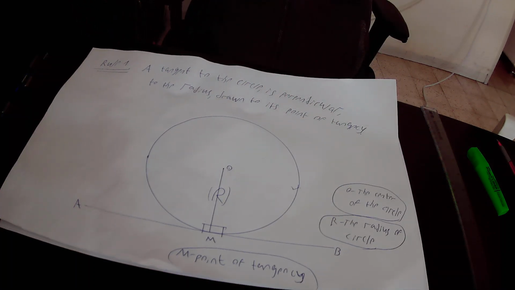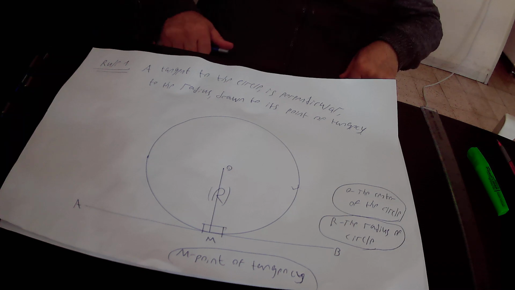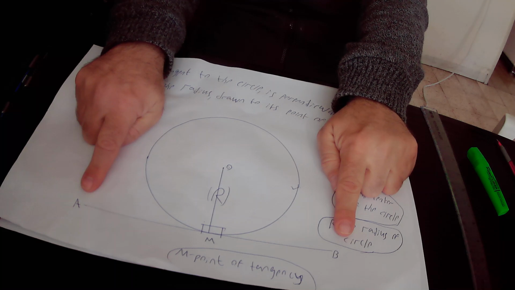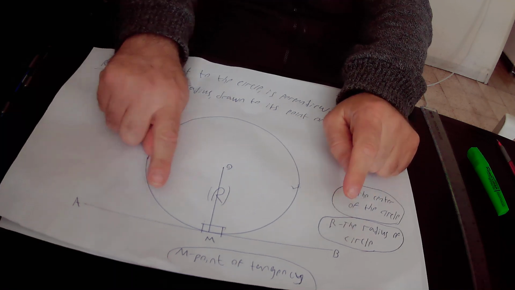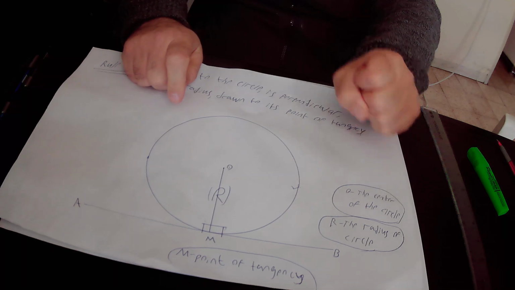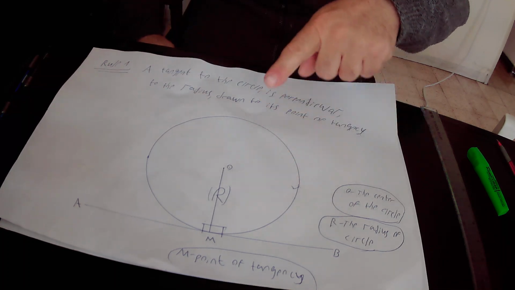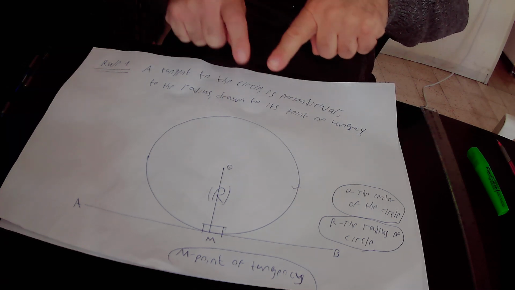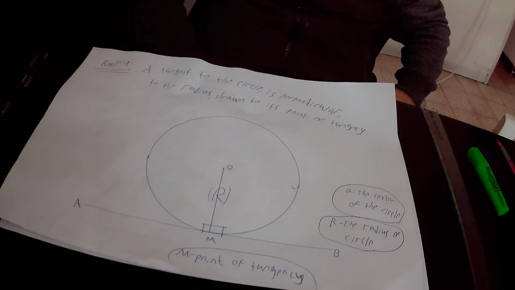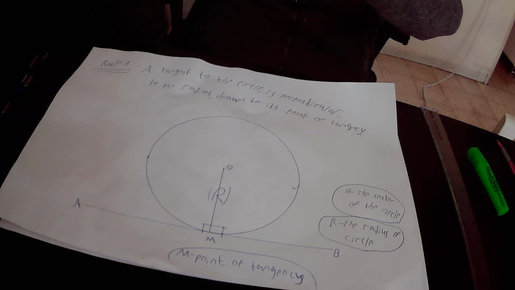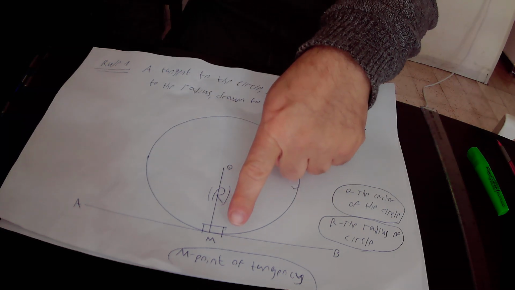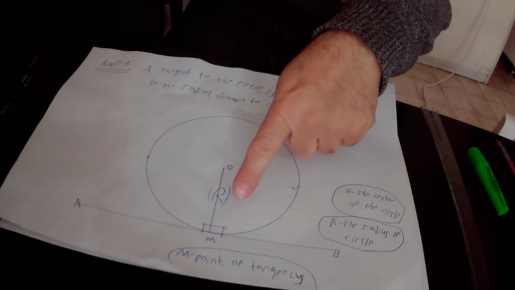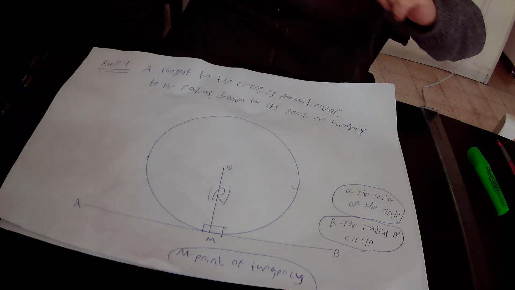a tangent to a circle is perpendicular to the radius drawn to its point of tangency. So in the drawing we have tangent AB, that is tangent to this circle at point M. Point M is the point of tangency. And we have the radius OM that is drawn to point M. Whenever we have a radius that is drawn to the point of tangency, then tangent AB will be perpendicular to the radius MO. If AB is perpendicular to MO, it means that this angle equals 90 degrees, and this angle also equals 90 degrees according to this rule, rule number 1.